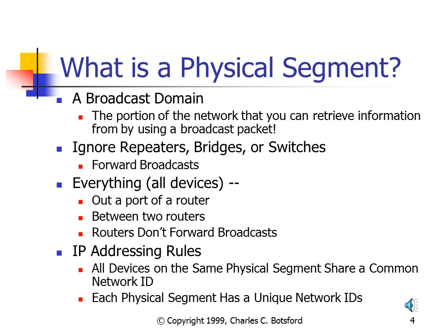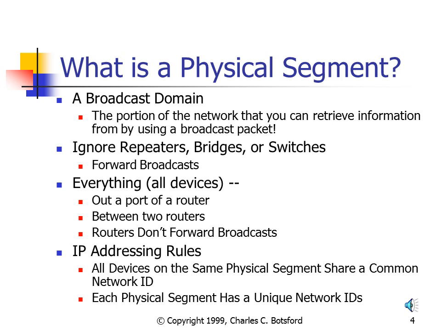One key piece of terminology we must be familiar with is, what is a physical segment? Now, a physical segment can be thought of as a broadcast domain. When we talk about a broadcast domain, we're talking about a portion of the network, or all devices that can exchange information using a broadcast packet. If two devices are separated by a repeater, a bridge, or a switch, they are considered in the same broadcast domain because these devices will forward broadcasts. However, a router will not forward broadcasts, and routers really define our physical segments. So our definition of a physical segment is everything out one port of a router or between two routers, and that's again because a router does not forward a broadcast.